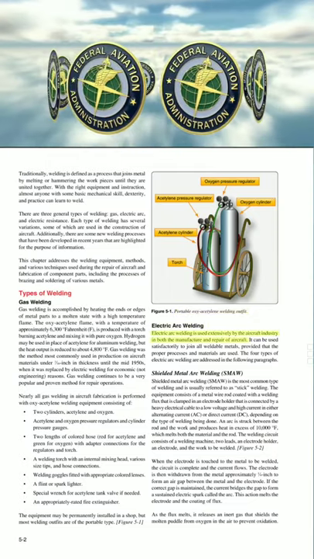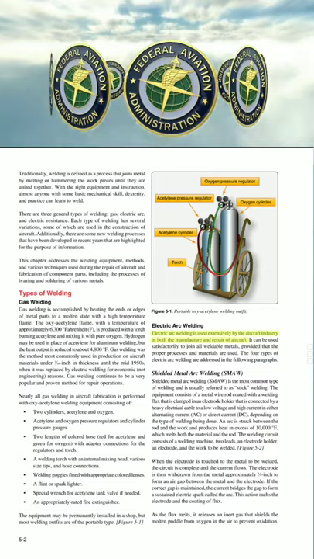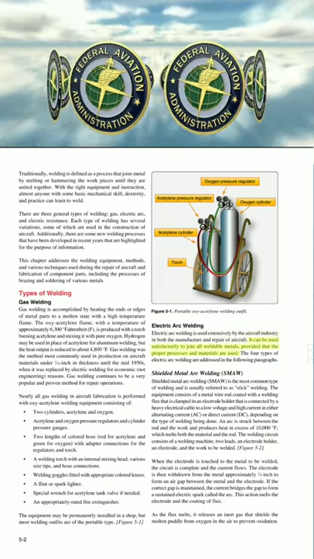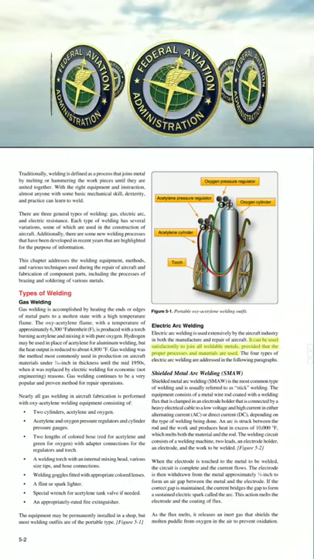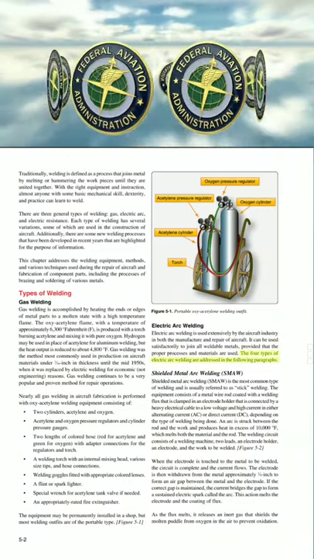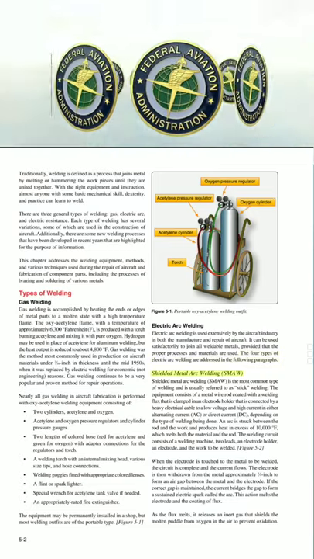Electric arc welding. Electric arc welding is used extensively by the aircraft industry in both the manufacture and repair of aircraft. It can be used satisfactorily to join all weldable metals, provided that the proper processes and materials are used. The four types of electric arc welding are addressed in the following paragraphs. Shielded metal arc welding, SMA.